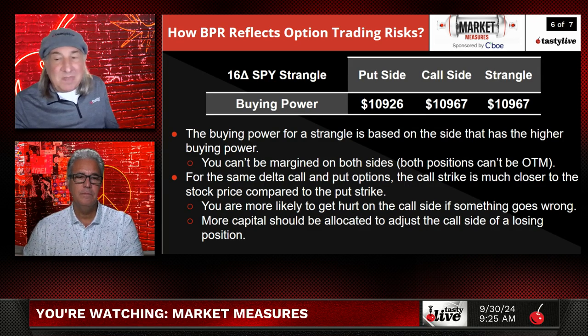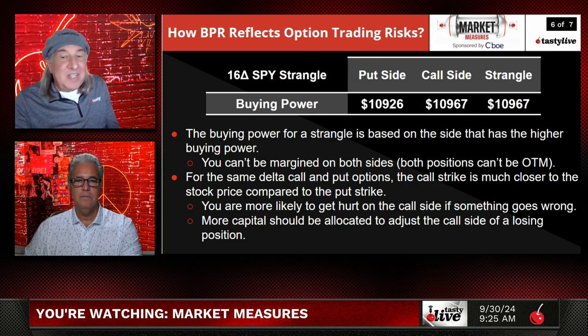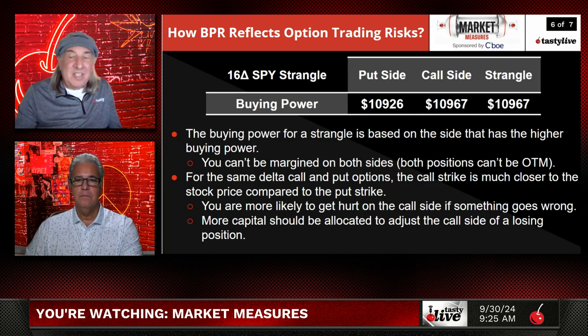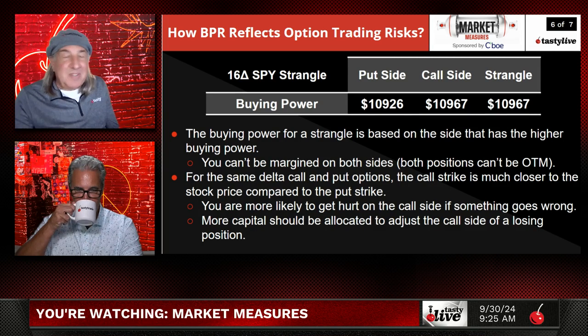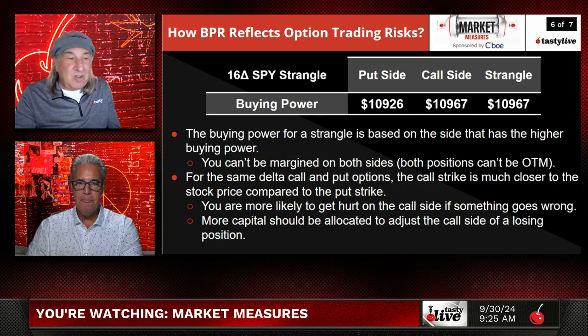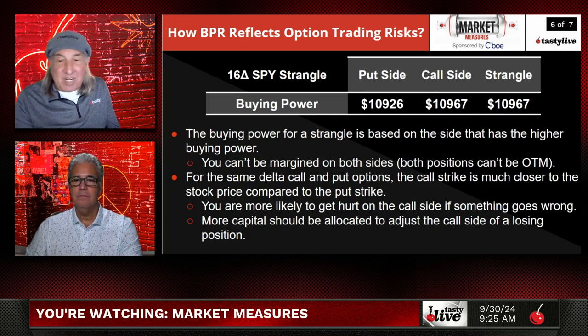The buying power for a strangle is based on the side that has the higher buying power. Since you can't be margined on both sides, both positions can't be out of the money. So you pay just that one amount. For the same delta on put and call options, the call strike is much closer to the stock price compared to put, but regardless, the number comes out to be the same. Sometimes there's a little bit higher number on the call side than the put side if there's call skew, but in this particular product, there's not.